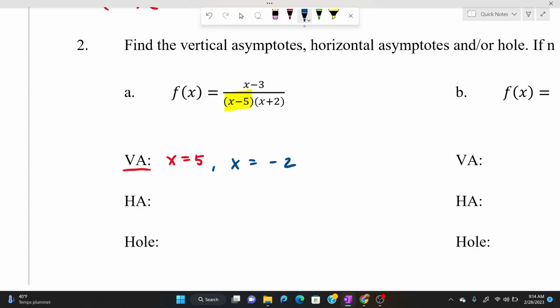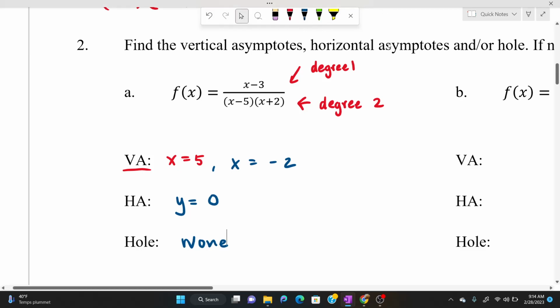All right, now for the horizontal asymptote, I have to think what the degree will be. Since there's 2 linear factors here, if I were to multiply that out, I would get a degree 2 polynomial, and I would have degree 1 in the numerator. Since the degree in the bottom is larger than the numerator, I will have a horizontal asymptote at y equals 0. There's not going to be a hole because none of the factors was repeated.